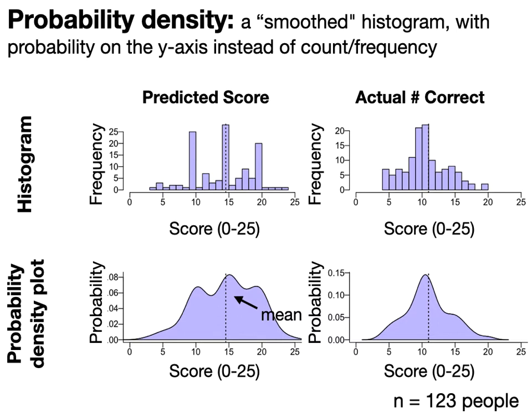And so it's predicted score. We've got the same data on the left-hand column and the same data on the right. And I'm just showing you how this is an alternate way of visualizing the distribution.